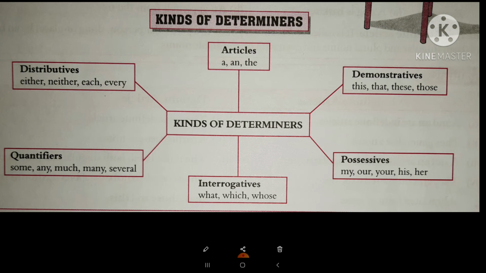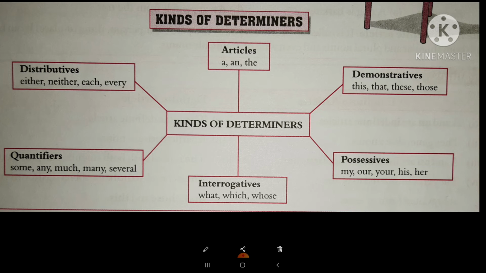First we can focus on some. Some we are using with affirmative and interrogative sentences. Affirmative means positive sentence and interrogative means question sentence. For example, I am saying, there is some money in my pocket. It is a positive sentence. Next, I am asking, do you have some money? See, this is an interrogative sentence. So if we are making an affirmative or interrogative sentence, we can use some.